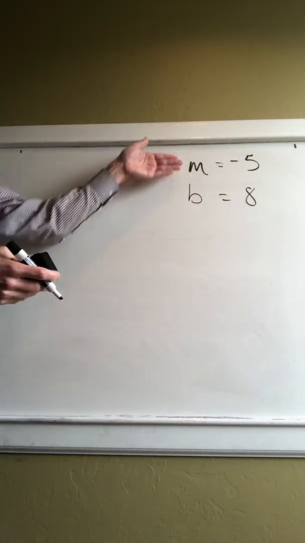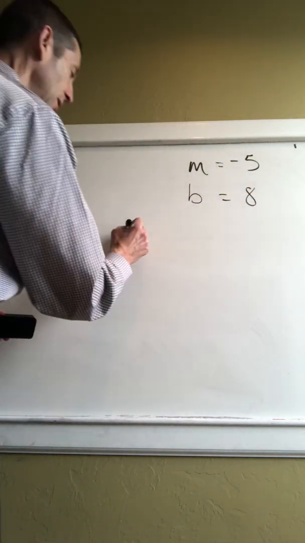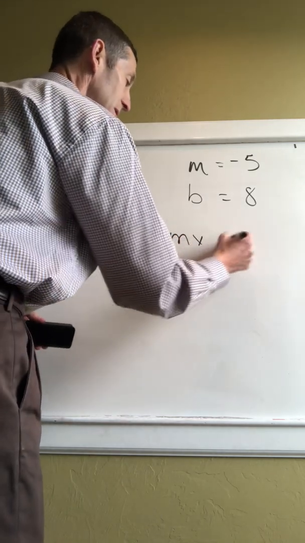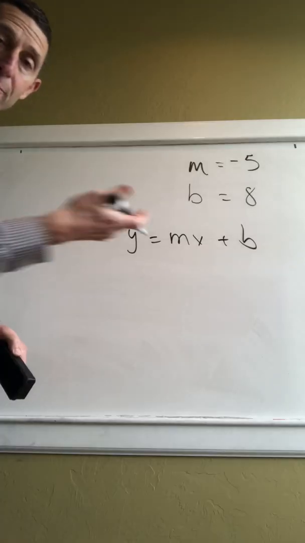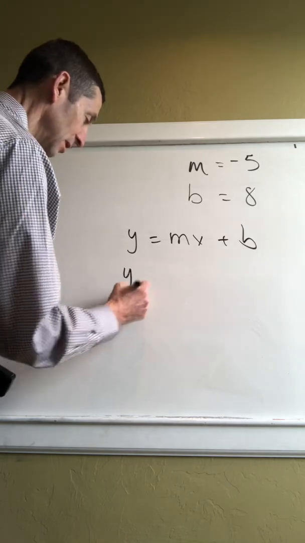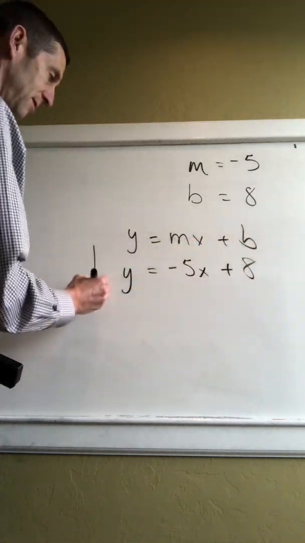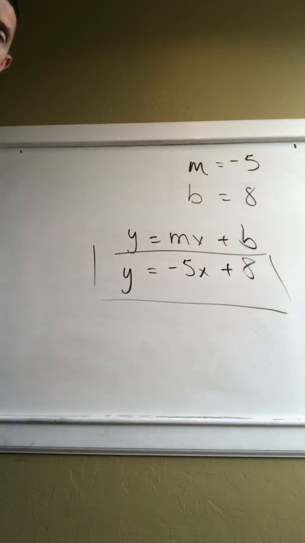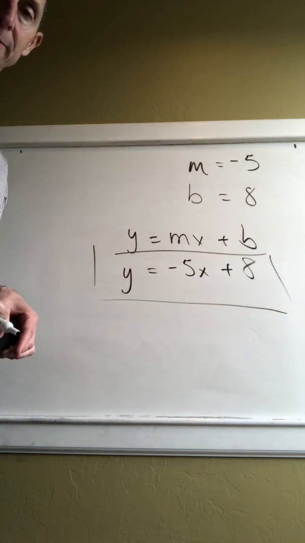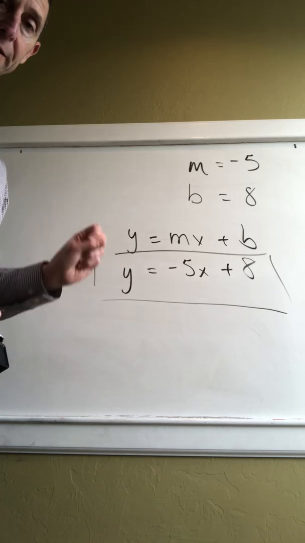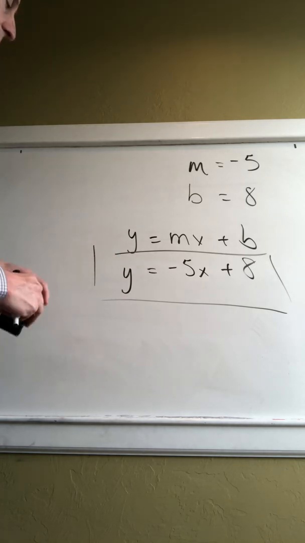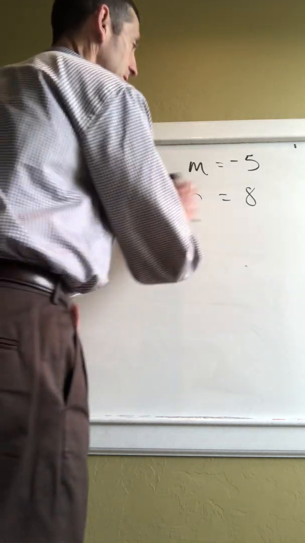So once you know m, once you know b, you have to put it in your equation. Slope-intercept form, y equals mx plus b. So y is equal to -5x plus 8. And that's your final answer. That's what you're trying to get each time. Find m, find b. You got to find those two things, m and b. So there's a second look at it.